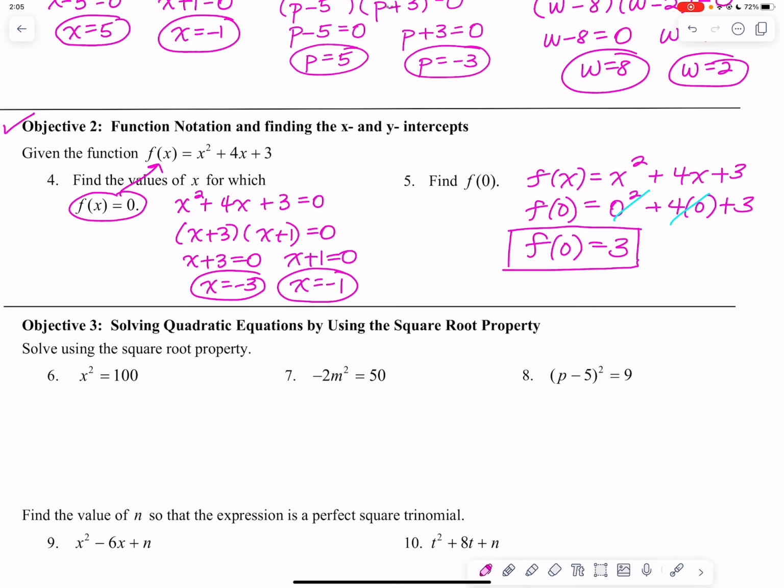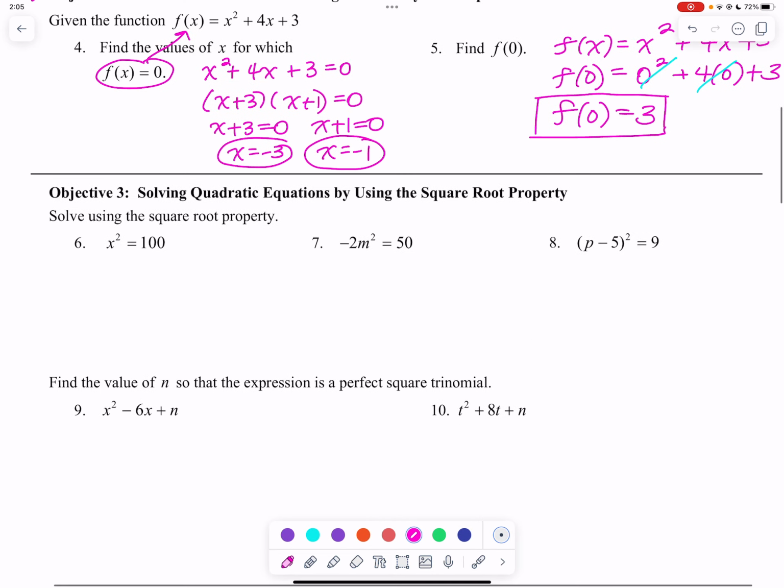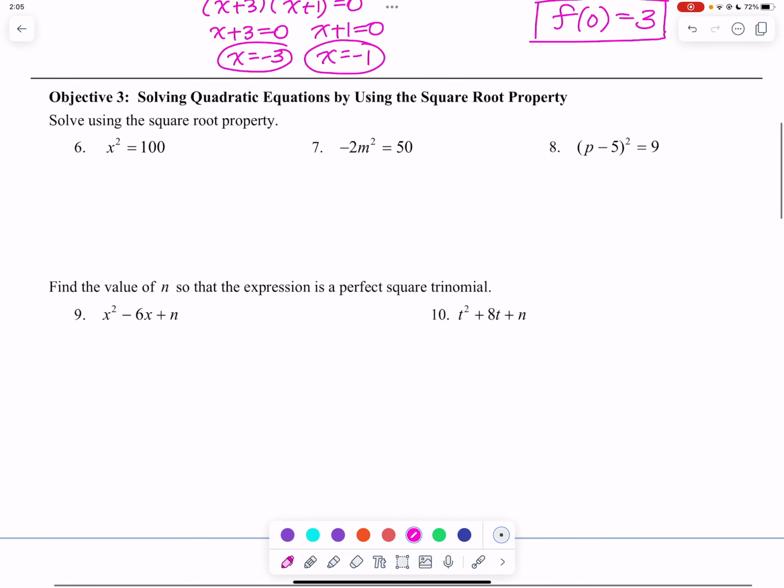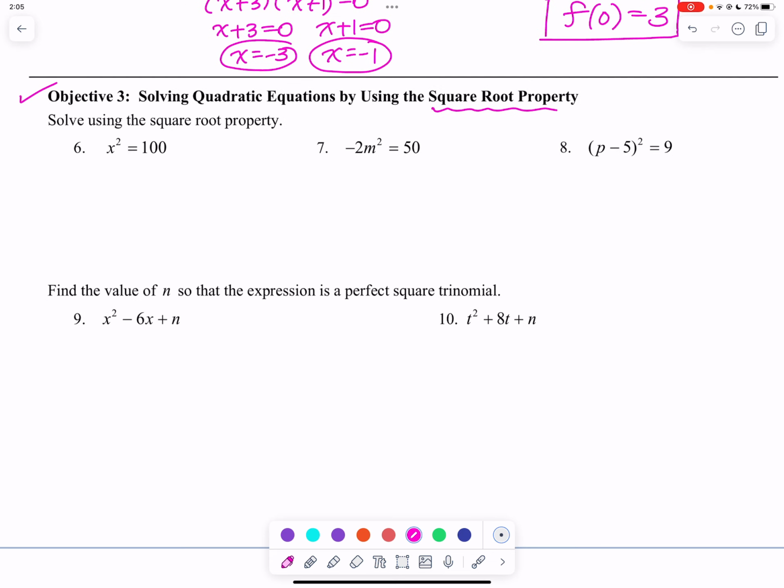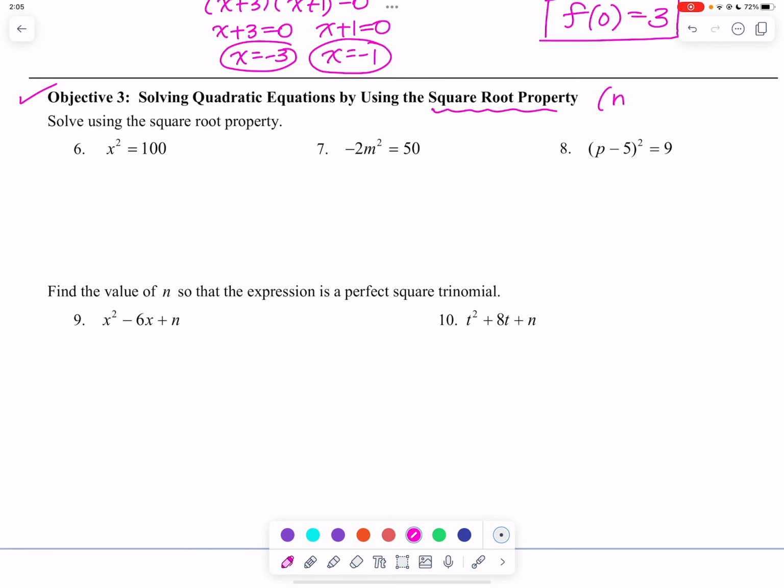Okay, let's go on to objective number 3, solving quadratic equations by the square root property. Okay, so this is when we do not have an x term. So we just have an x squared term and a constant. So in this case, we are going to take the square root of both sides. I'll rewrite that down here so that I can show that.